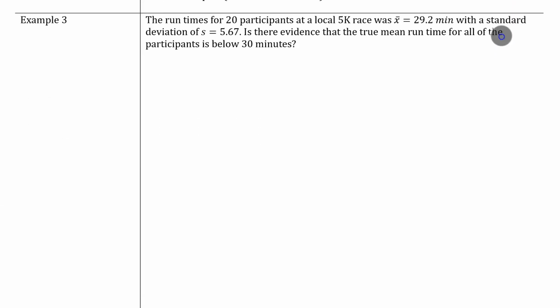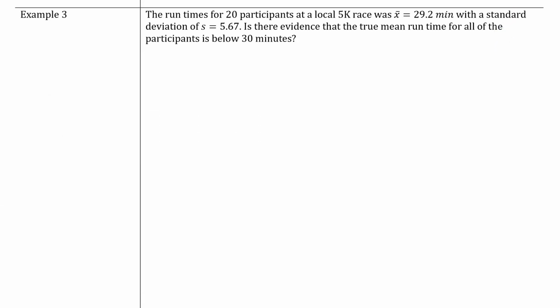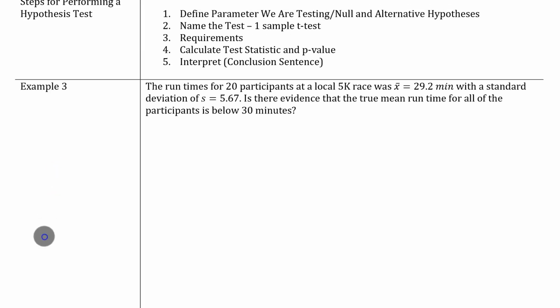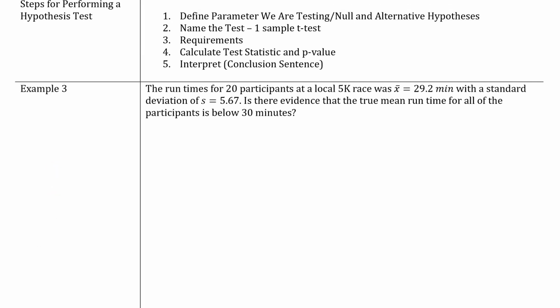All right, let's now apply this to an actual 5-step problem. So we're going to take that run example again, and let's actually perform our full 5 steps, defining our hypotheses, naming the test, checking the requirements, and then doing the calculations and interpreting. So step 1, well, let's make sure we understand the problem. The run times for 20 participants at a local 5K race was a mean of 29.2 minutes with a standard deviation of 5.67 minutes. Is there evidence that the true mean run time is below 30 minutes?